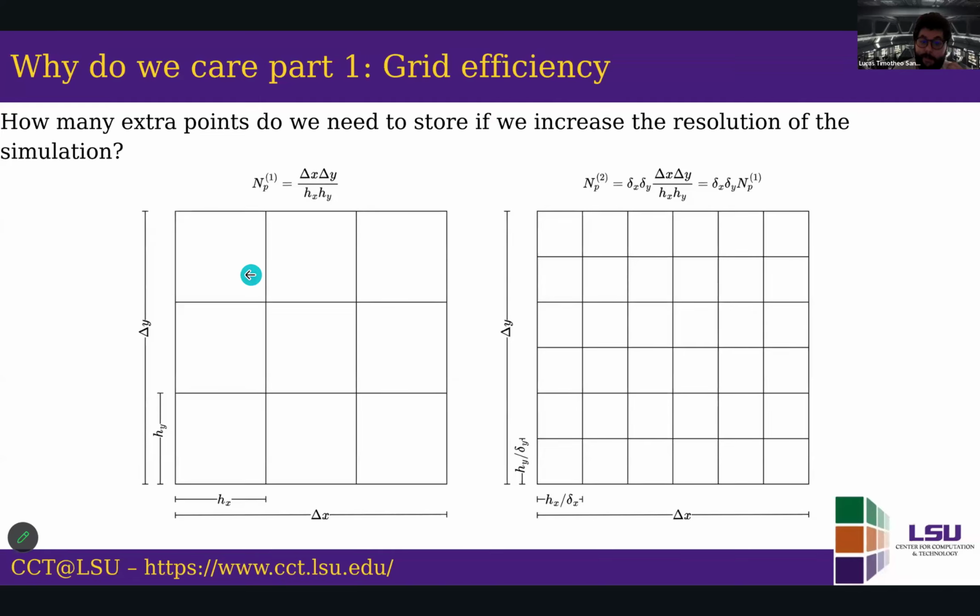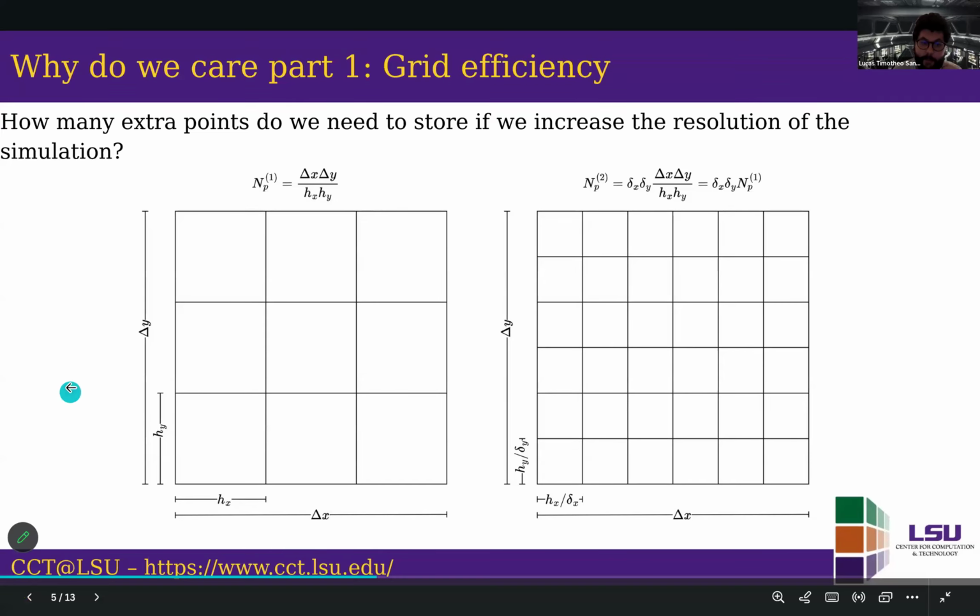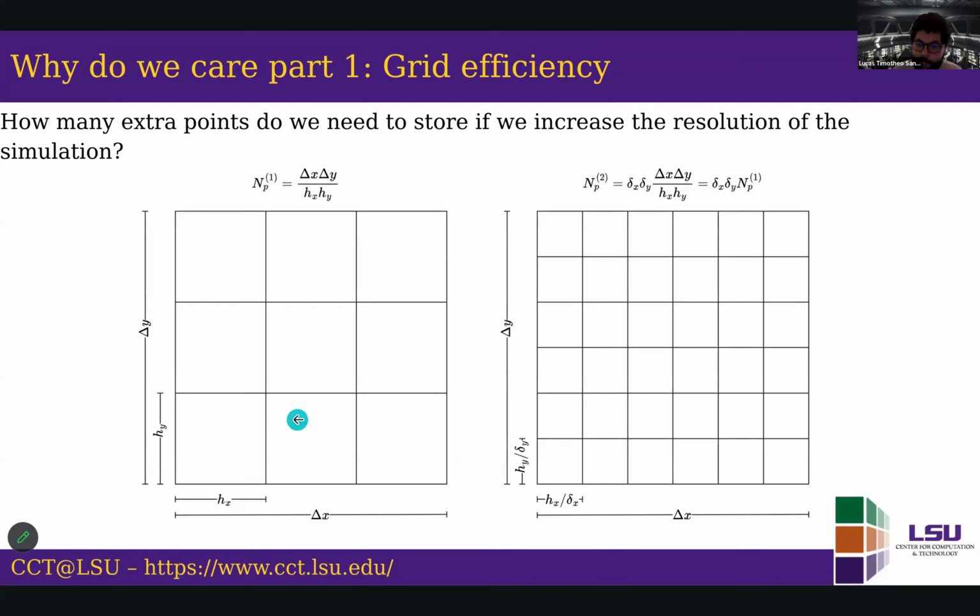Suppose that we have some Cartesian grid with some extents Delta x and Delta y, and some grid spacings hx and hy. Now, let's suppose that for some reason we want to make this resolution finer, right? We want to add resolution, either because our physics requires that we add more resolution, or because we're doing a convergence test, or because anything of the sort, right? So how many extra points will we need to store if we do that, right?